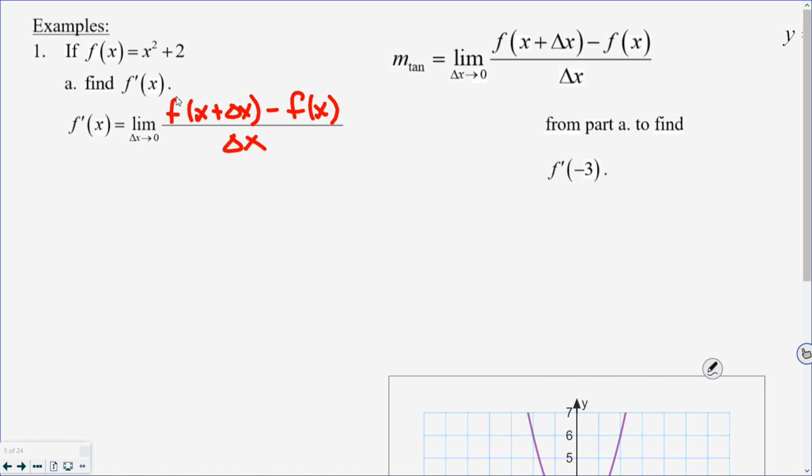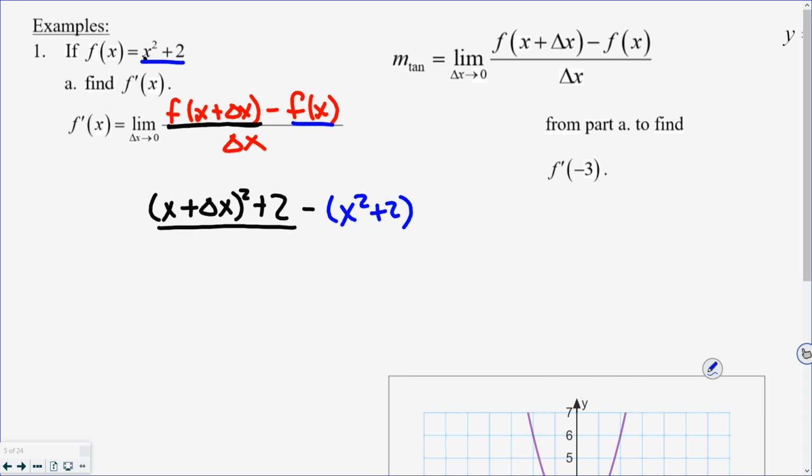So let's start first with this part right here, f of x plus delta x. That means in this function right here, we're going to take x plus delta x and plug it in for x. So that would give me (x plus delta x) squared plus 2. So that part right there is simply that part right there. Minus, the next part is f of x. Well, f of x is just x squared plus 2. Make sure you put that in parentheses. So there is f of x plus delta x minus f of x, all over a delta x down here.